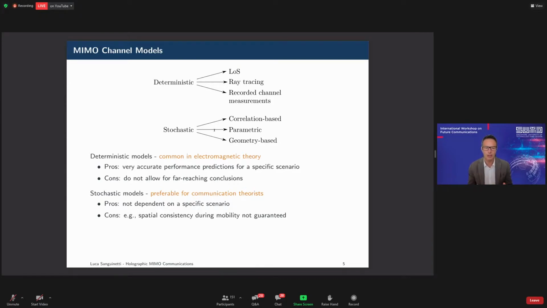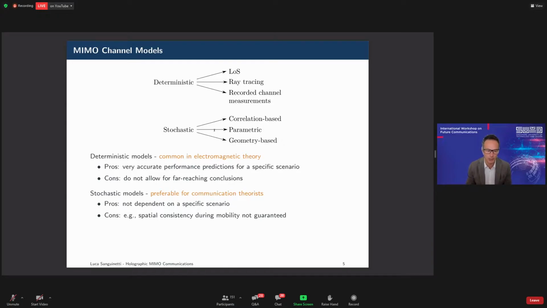The way they are built is by using ray tracing approaches, recording channel measurements. So in this way, by using these approaches, you can come up with a deterministic channel model, which is very accurate for the specific scenario. The disadvantage is that you cannot use this model to assess the performance of the system in a different scenario.